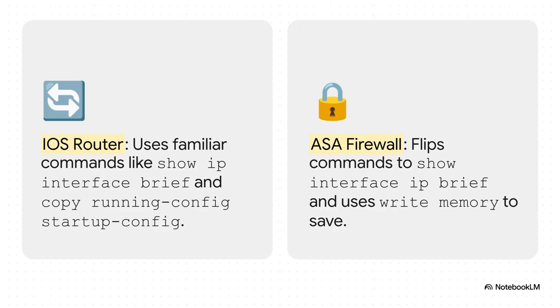And here's a perfect example of what I'm talking about. On an IOS router, right, you've probably typed show ip interface brief a million times. Well, on the ASA, they just flipped it. It's show interface ip brief. Same thing for saving your config. That muscle memory for copy run start, you gotta retrain it. Here, it's just write memory. It's these little things, these small differences that are so important to nail down from the very beginning.